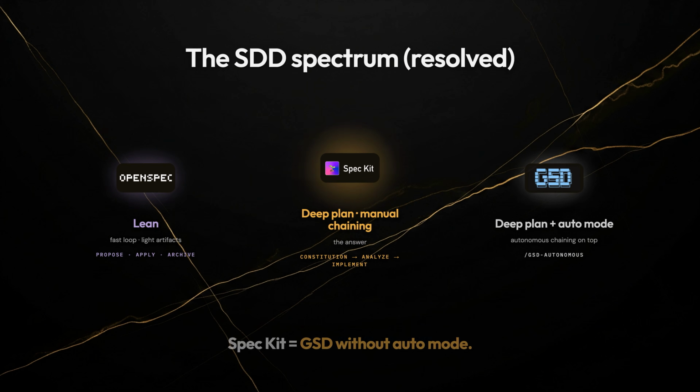The spectrum I want to leave you with looks like this. On the lean end is OpenSpec, where the loops are fast and the artifacts stay light. On the heavy end is GSD with auto mode, which adds autonomous chaining on top of deep planning, so the framework manages the workflow end to end. SpecKit sits between them. Same depth of planning as GSD, no autonomous chaining. That is the most useful way I have found to describe it. SpecKit is what GSD would look like without auto mode.